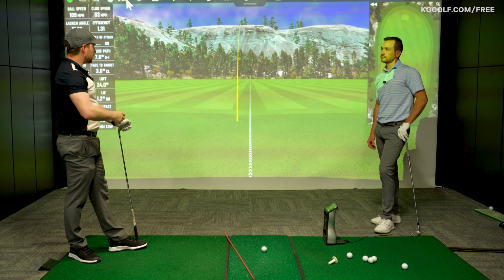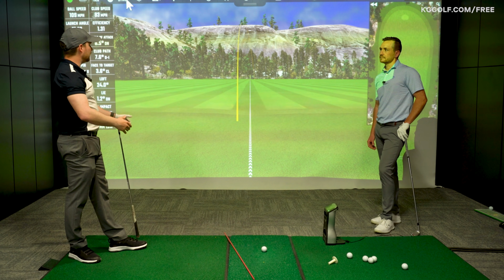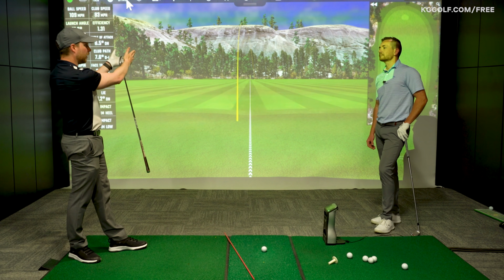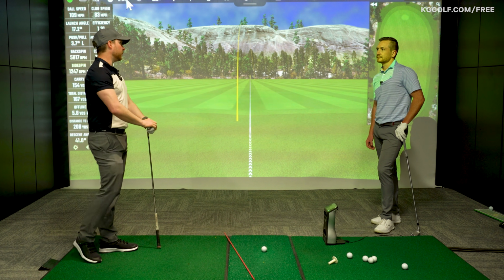And so just keep monitoring it, keep trying to introduce the opposite feel until your on-target shots don't have much curvature. And then that's a good sign that your path is square as well.